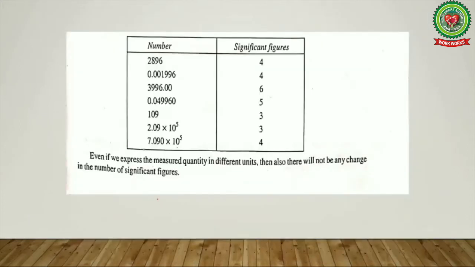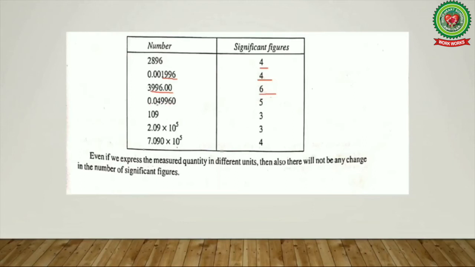Let's see some few examples. 2896, total number of significant figures 4. 0.001996, significant figures are 4. 399,600, all are significant. Okay, 6 decimal places, 6 significant figures.